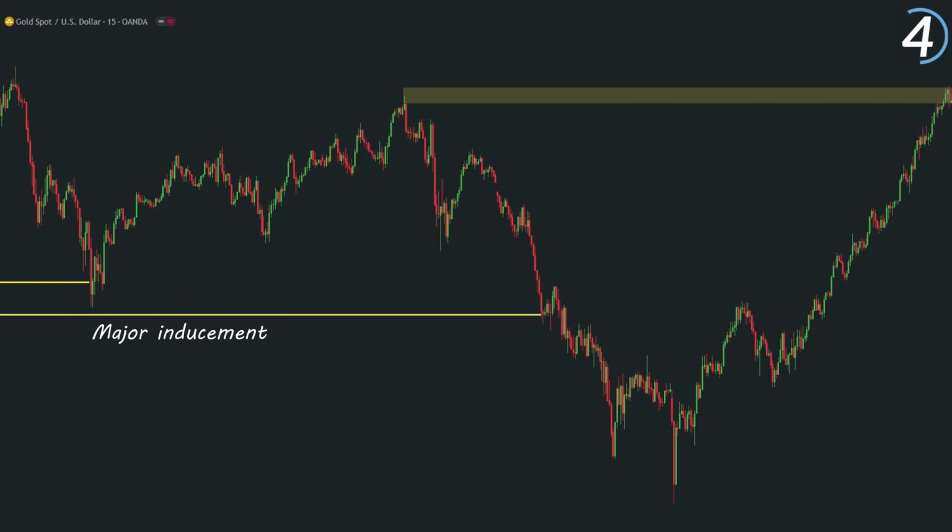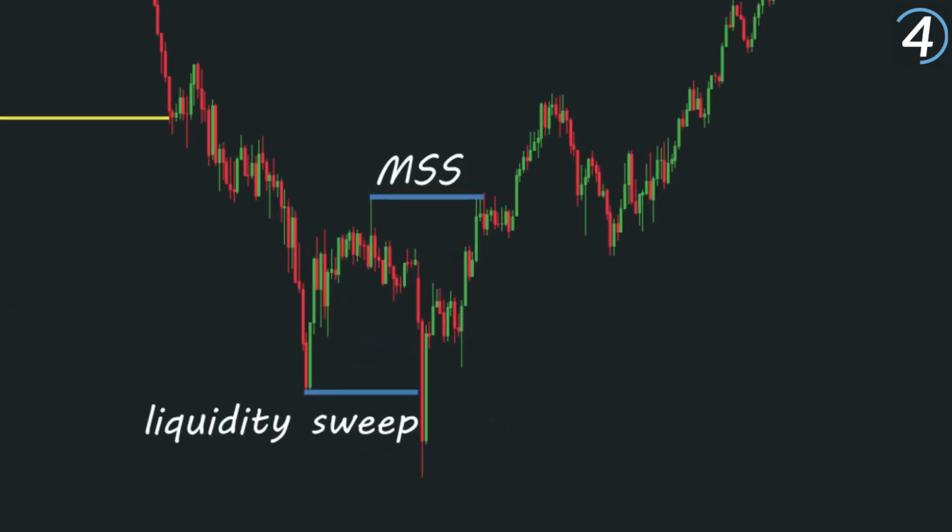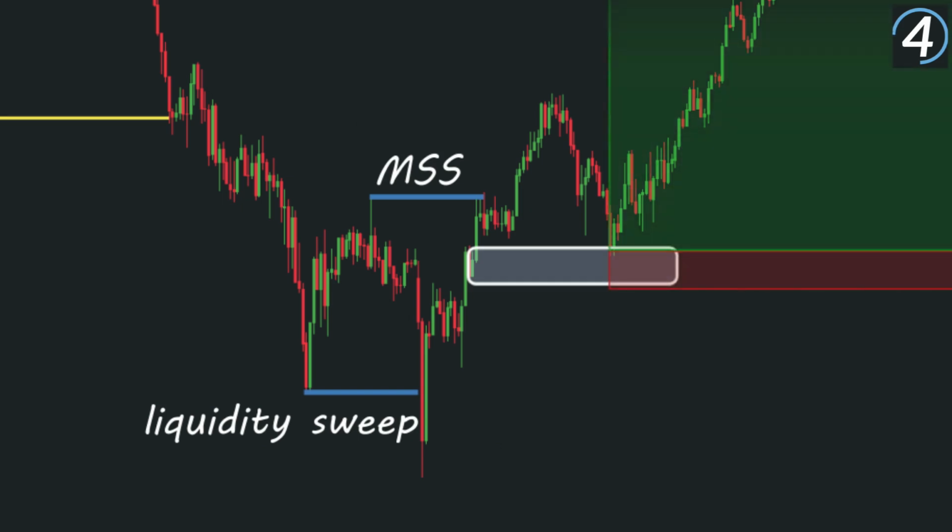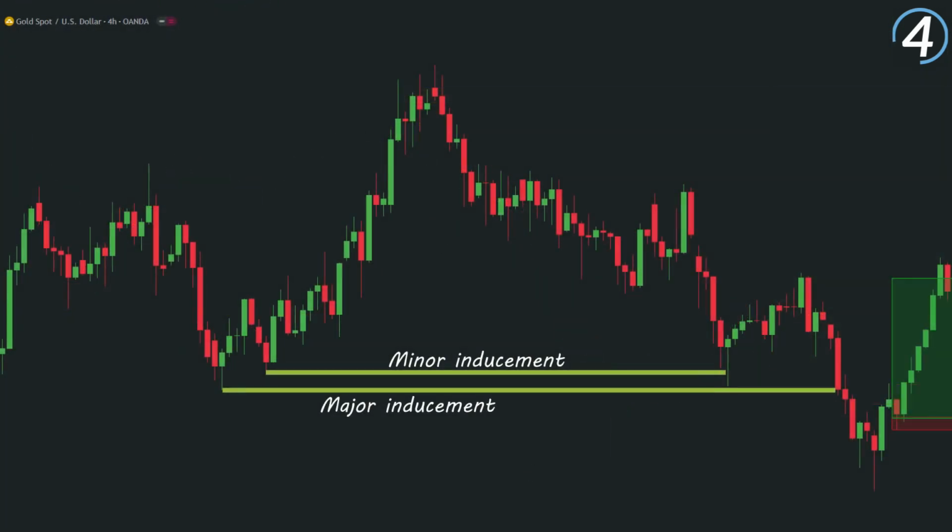On the lower time frame, two confirmations are required to enter a trade: a liquidity sweep and a market structure shift. Once these two conditions are met, we consider the last order block as the entry zone. The stop loss is placed slightly below this area, and the take profit is set at the major inducement that may form. We can also see the result of our trade on the higher time frame.